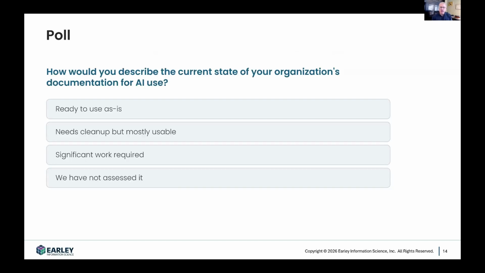So let's have a quick poll, and we want to understand the current state of your organization's documentation for AI use. Is it ready to use as it is? Needs significant cleanup but mostly usable, significant work required, or you have not assessed it. Let's give you a chance to answer that. Looks like a lot of folks are saying significant work. There's a couple that are saying it's ready to use. That's great. There are organizations that have been working on this for quite a while.